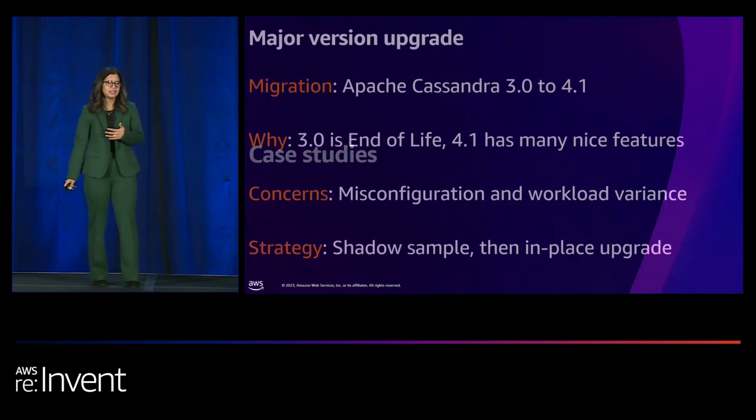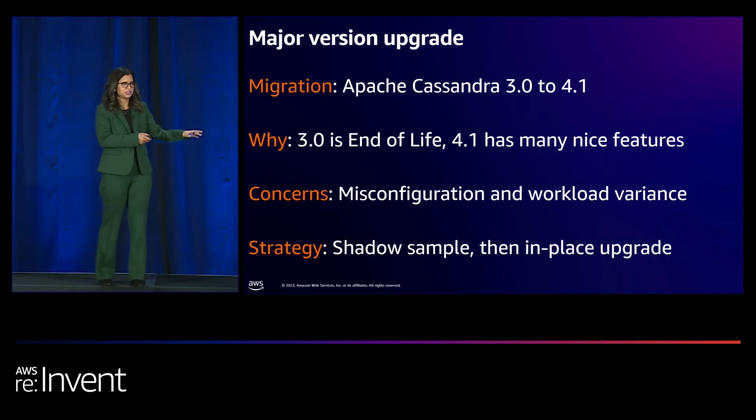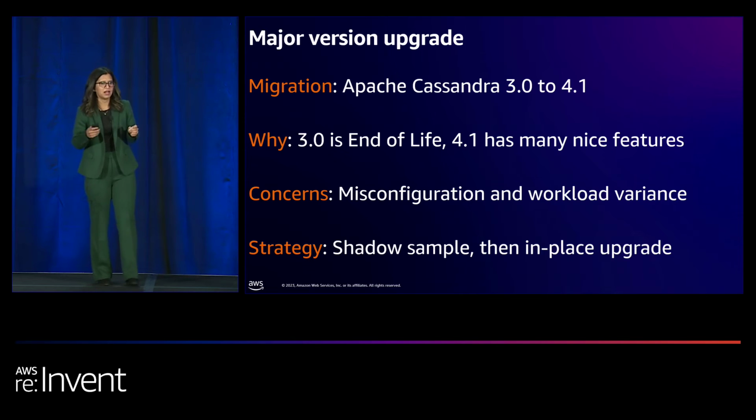The first one is the Cassandra version upgrade. We recently migrated our entire Cassandra fleet from version 3.0 to 4.1, and the reason was that Cassandra 3.0 was reaching its end of life, and there are so many good features in 4.1 which our streaming platform could benefit from. What is the major concern in this migration?